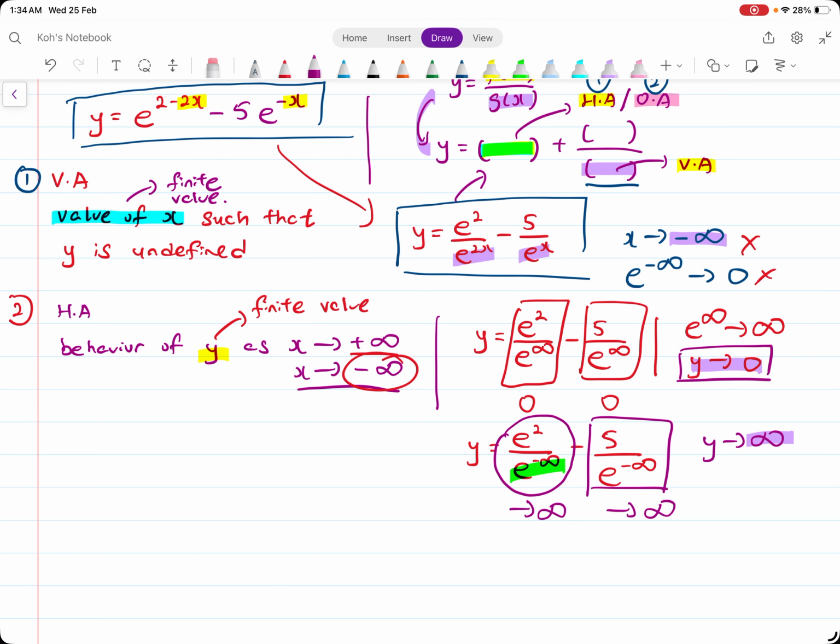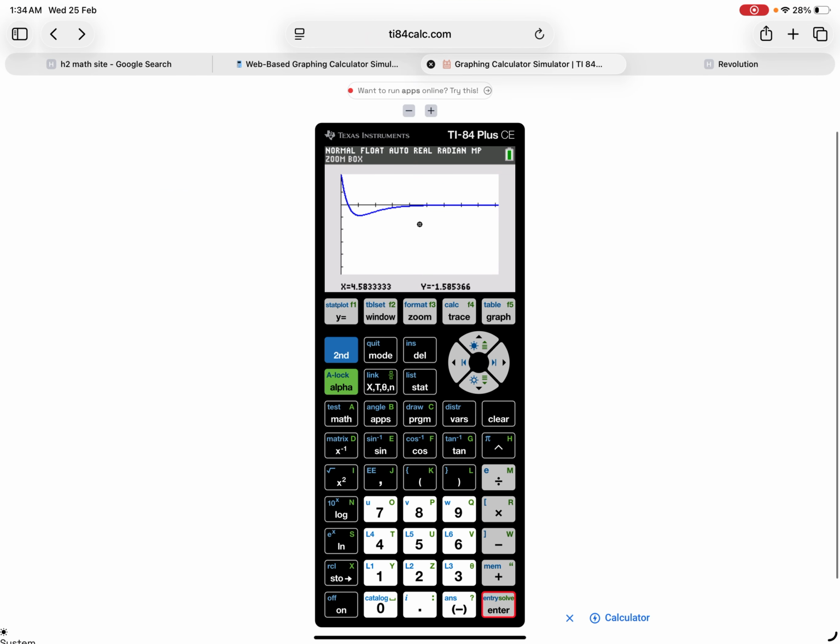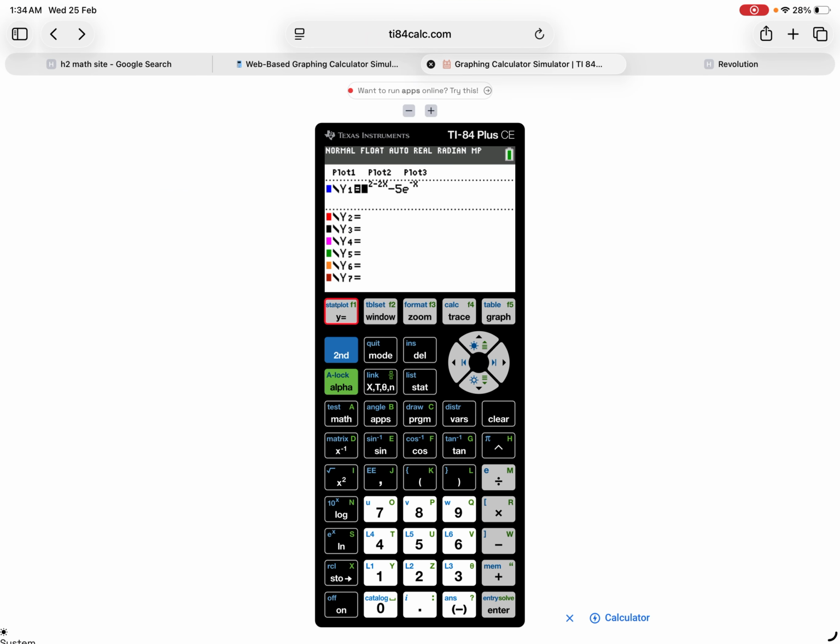With this, maybe I plot the graph so that it's easier for us to see. For example, I plot this function, then I graph it. Maybe I just zoom standard first. If you look at x tending to negative infinity, the y is going to infinity as well. However, if you look at x tending to positive infinity, you can see that the y value is tending to some finite value. Let me just zoom box it. Sorry. Okay, like that.